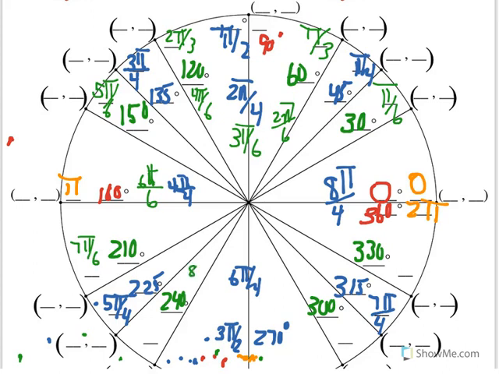240 is 8 pi over 6, which reduces to 4 pi over 3. Then add 30 degrees more, we're at 270, which is 9 pi over 6. And then at 300, we are at 10 pi over 6, which reduces to 5 pi over 3. Then at 330, we're at 11 pi over 6. Okay? Then you end up at 2 pi, which is 12 pi over 6.